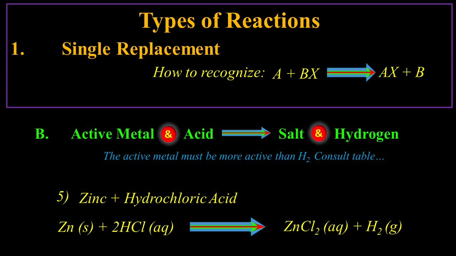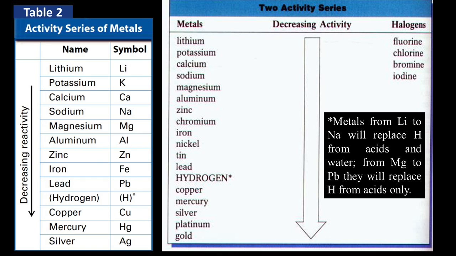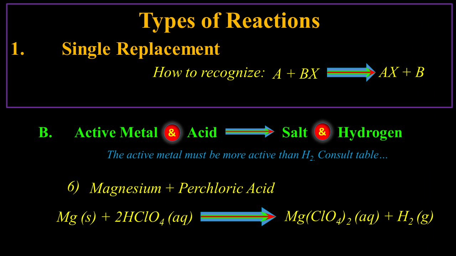All right, let's begin with another example of an active metal and an acid. The next one is going to be magnesium plus perchloric acid. Now remember, perchlorate becomes perchloric, so it'll be HClO4. And you'll see that the material is going to be more active than hydrogen, so the magnesium will displace the hydrogen and produce magnesium perchlorate and hydrogen.